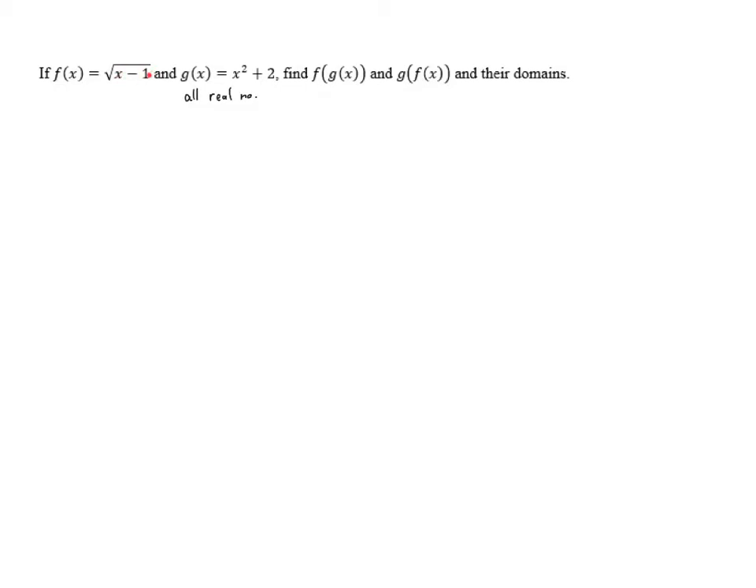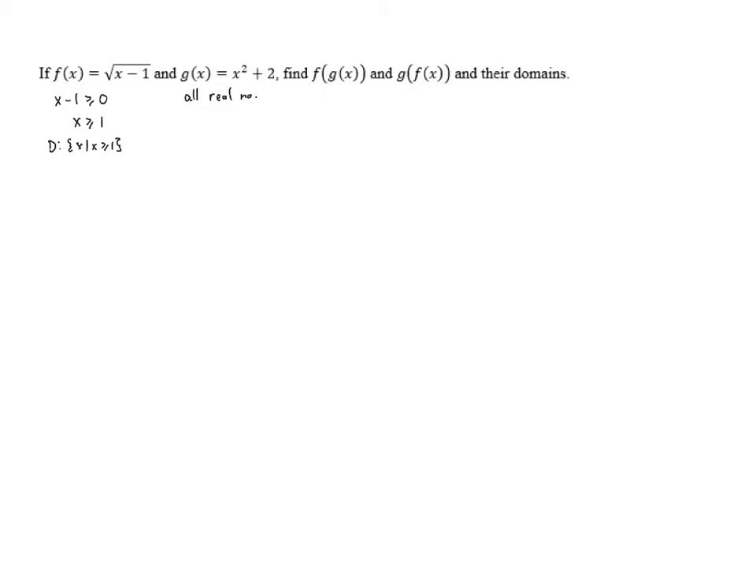We've got a variable inside a radical, and so we need the radicand to be greater than or equal to 0. So x minus 1 has to be greater than or equal to 0. Adding 1 to both sides, this gives us x is greater than or equal to 1. And so the domain here is going to be the set of numbers x such that x is greater than or equal to 1. This is going to come into play later on.